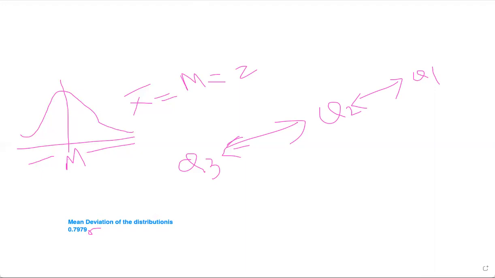and quartile deviation of the distribution is 0.6745 sigma, okay? These figures alone you remember, okay?